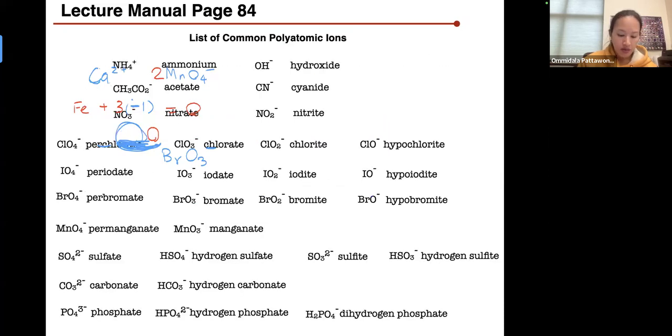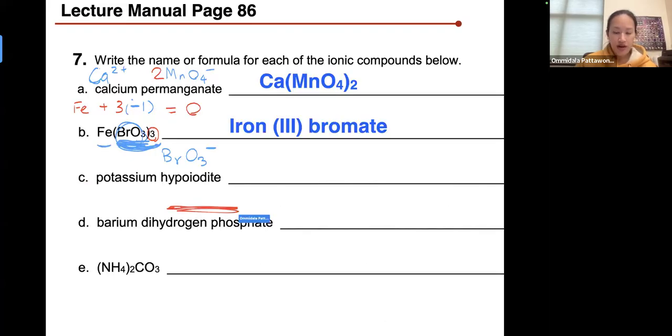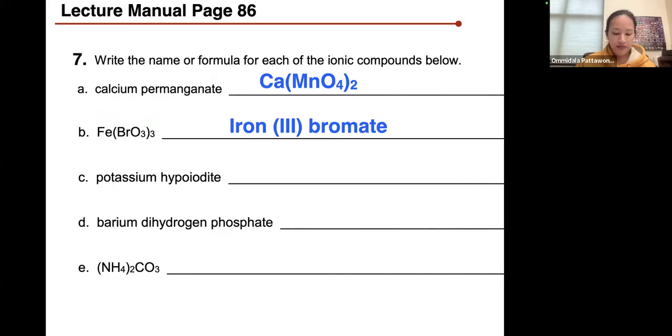So again, here's the bromate. That's the bromate right there. So the name would be iron 3 bromate. Next one, potassium hypoiodide. Potassium is K and is not part of the transition metal, so we don't need to use any Roman numeral here. Hypoiodide, as I mentioned before, is IO negative. In this case it is 1-to-1 with the potassium, so that's why the chemical formula is as is here.